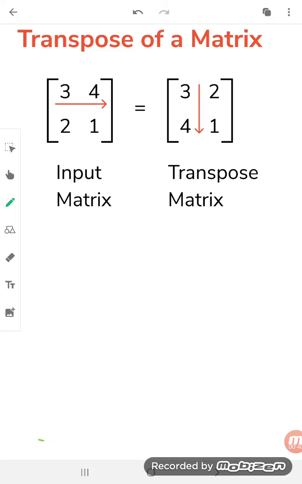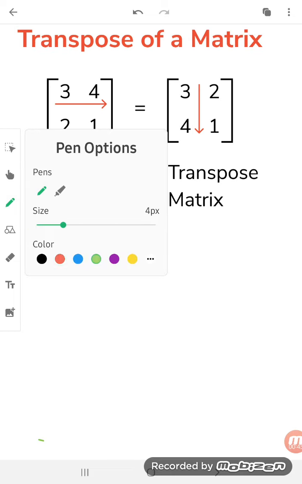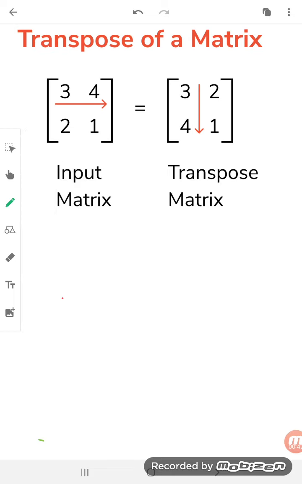So this transpose, we can denote it by T. T, it means transpose. Transpose is interchange rows and columns. Okay?